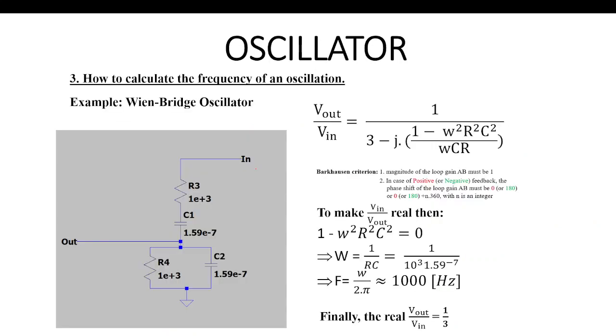And let's go to an example. So the Wien-Bridge Oscillator. This one is only part of the Wien-Bridge Oscillator, but it is very important. It's like the heart of the Wien-Bridge Oscillator, which decides the frequency of the oscillation at the output.